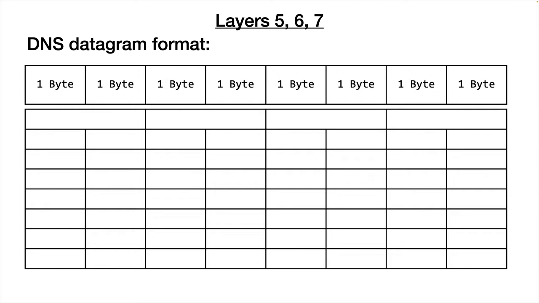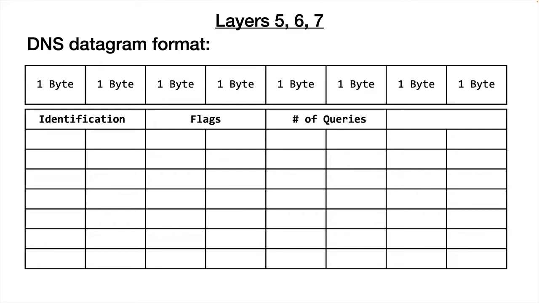DNS datagram format. So first thing we have is an identification, sometimes called a transaction ID, and this is generated by the device that's doing the DNS query, and it is used to match replies from a DNS server with the actual queries that were made. Next, we have 2 bytes of flags. We'll look at these in much more detail when we formally talk about DNS, domain name service.